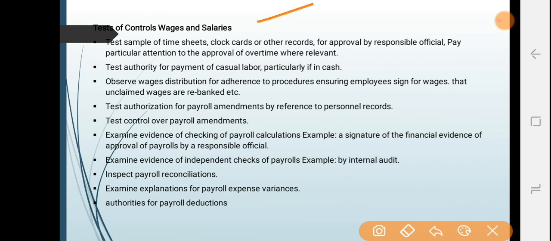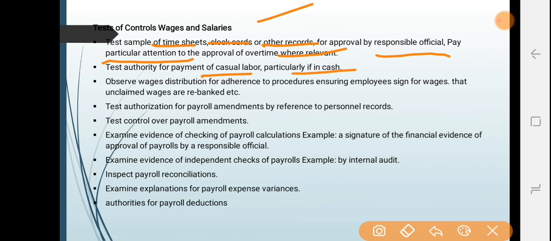Okay, so test a sample of timesheets, clock cards, and other records for approval by responsible officials. Pay particular attention to the approval of overtime where relevant. Okay, this has to be done. Then test authorities for payment of casual labor, particularly if in cash.